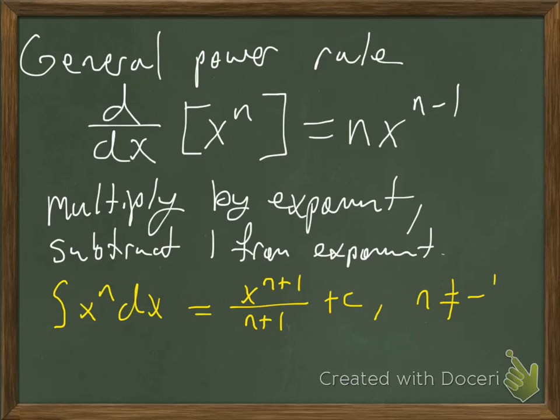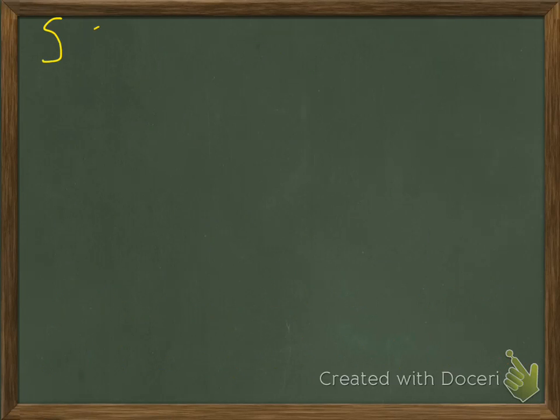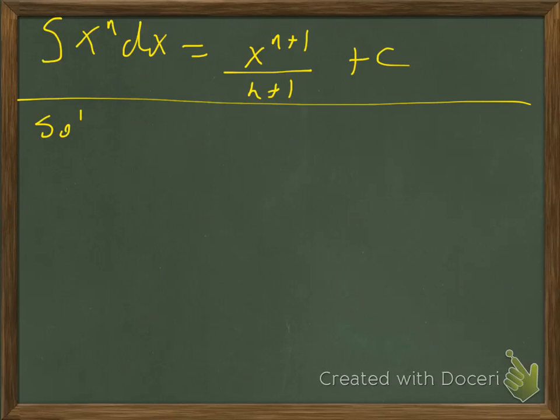And of course, the n cannot be minus 1 because dividing by 0 is no good. We don't want to blow up YouTube. Okay, so we're going to add 1 to the exponent and divide by the exponent. So maybe you need to make some flashcards or something like that, but that's our general power rule. And we're going to practice this a couple of times. So we were going to first just write that general power rule up top for convenience. Okay, so let's solve some differential equations, or diffy Q's.